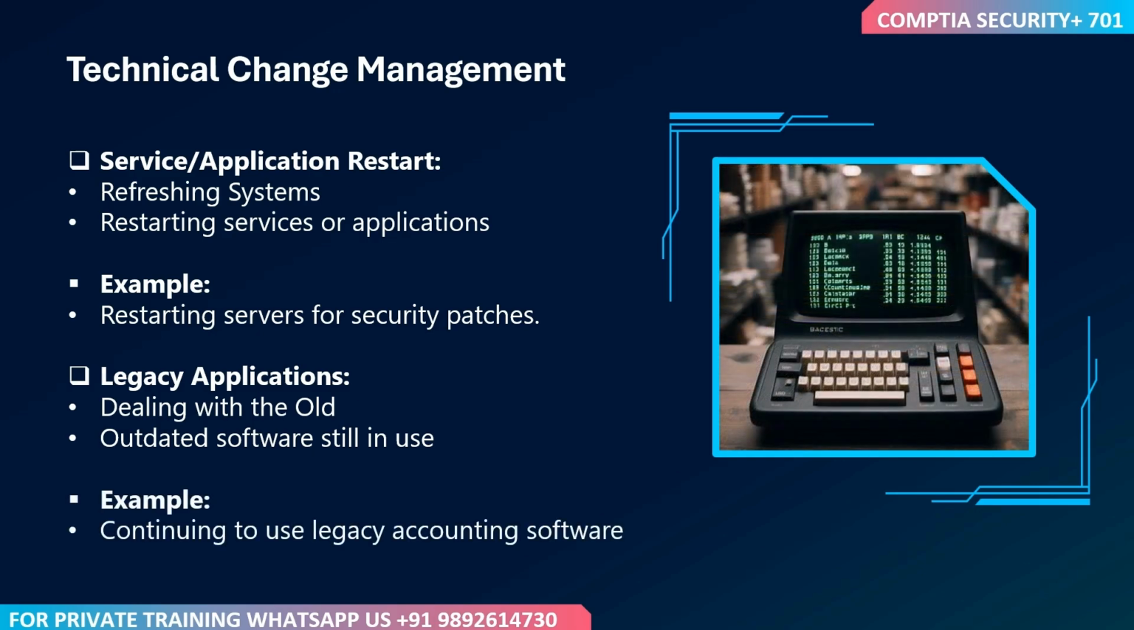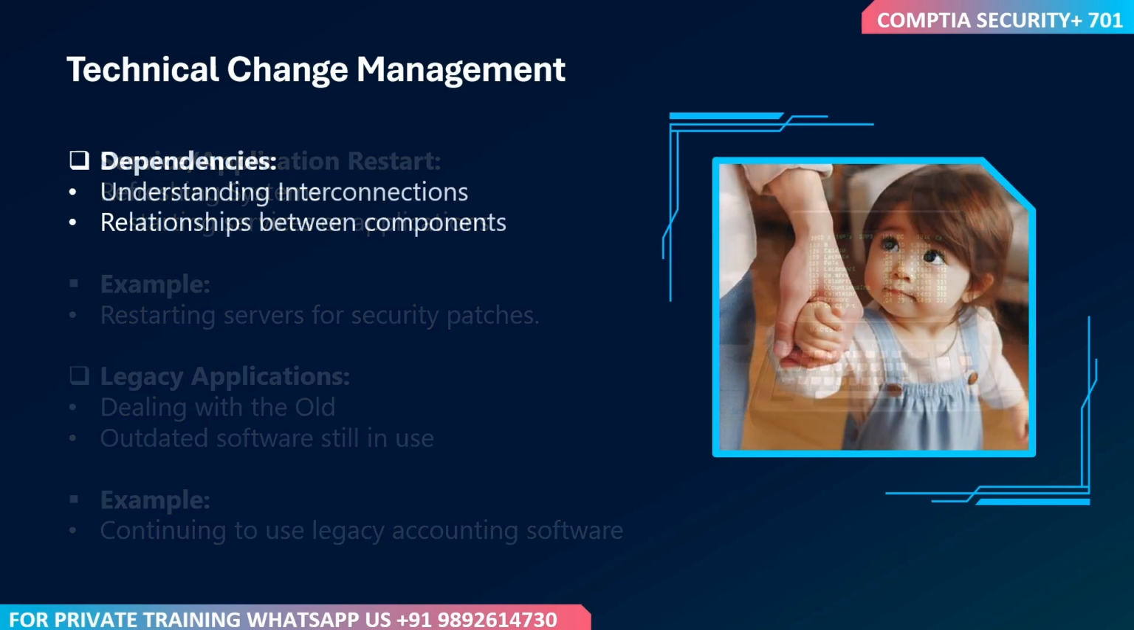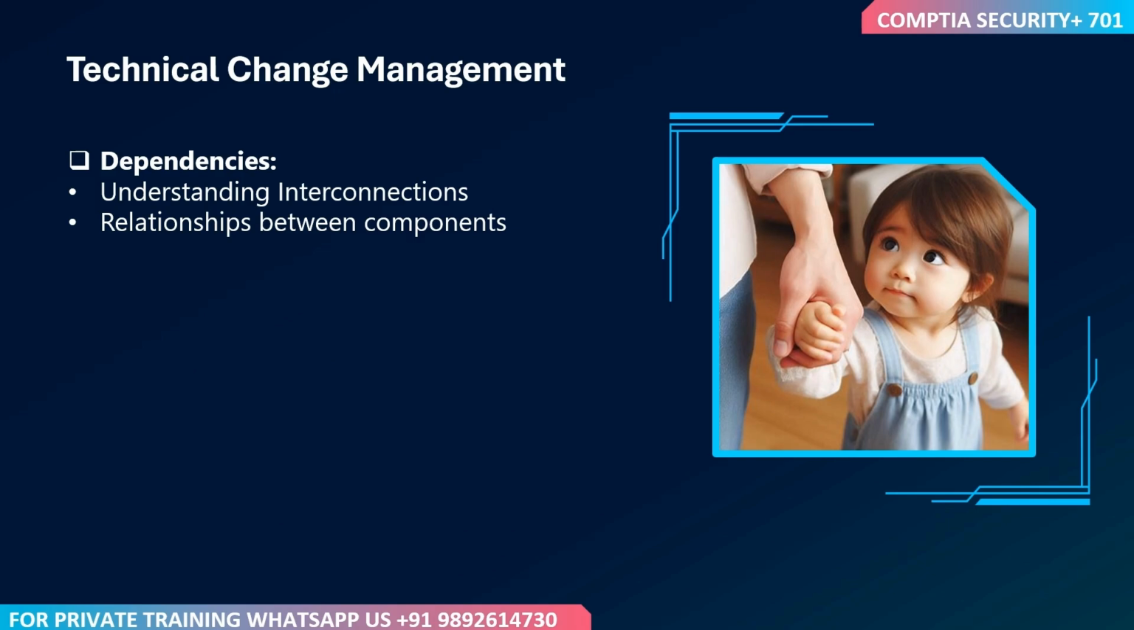For example, a company may still rely on a legacy accounting software because migrating to a new system would be costly and time-consuming. When implementing changes, compatibility with legacy applications must be considered to avoid disruptions to critical business processes. Dependencies, and understanding the interconnection.